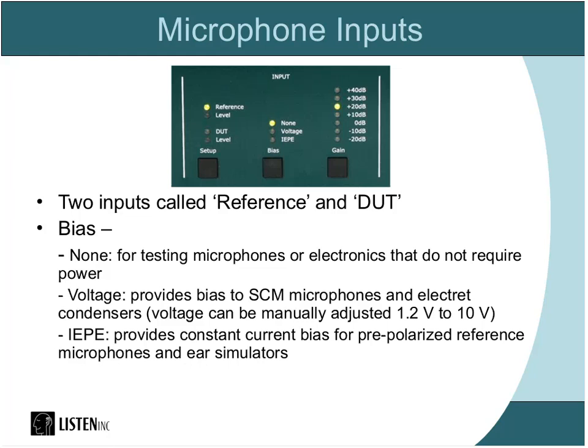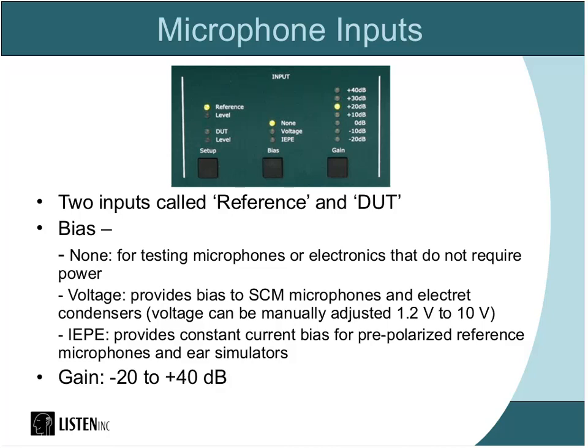But we find that more and more these days people are moving towards pre-polarized microphones. Instead of the 200-volt variants, they tend to be a little bit more durable. And so if you're buying AmpConnect and you want to buy some new reference microphone equipment, you can either go with our Listen SCM quarter-inch microphones or go with the Gras or B&K pre-polarized reference microphones and ear stimulators.